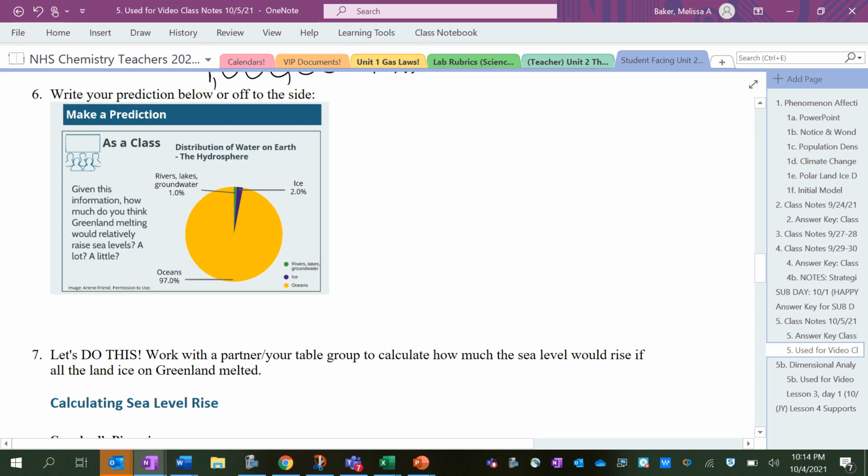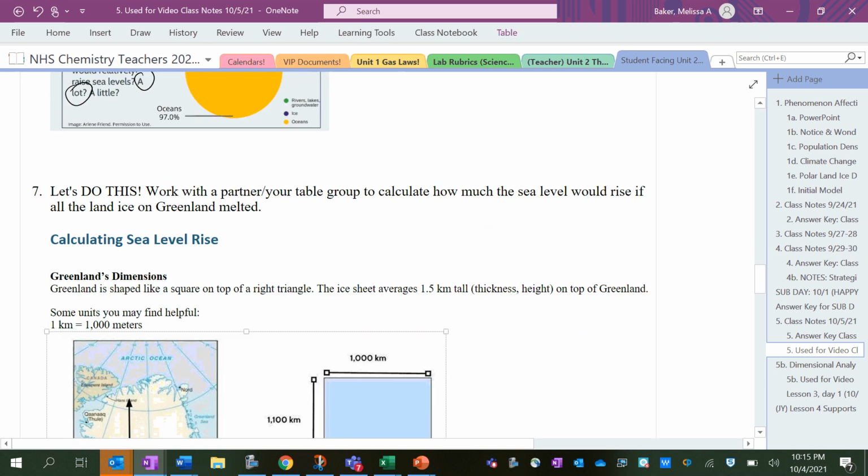Given this information, how much do you think Greenland melting would relatively raise sea levels? A lot or a little? Well, even though ice is only 2% of this, and only part of that ice would melt, I mean, there's just so much water in the ocean. So I'm using a little background knowledge, but I think it's going to actually raise sea level quite a lot. All right, so let's do this.